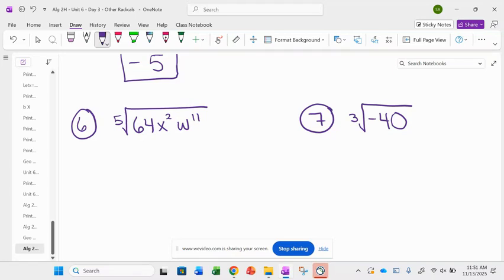For 7, does it matter if we pull out the negative when we end up with our answer? Do we have to pull it out with negative? Yeah, we always pull out the negative. We don't leave the negative inside. That's a great question. Yep, for the negative, we always pull out the negative. We do not leave it inside.